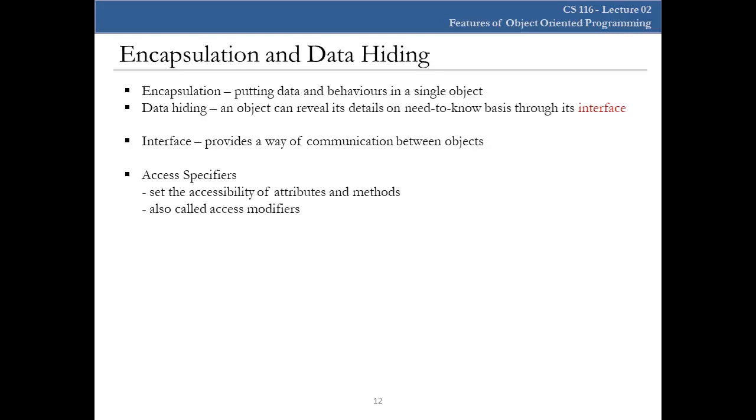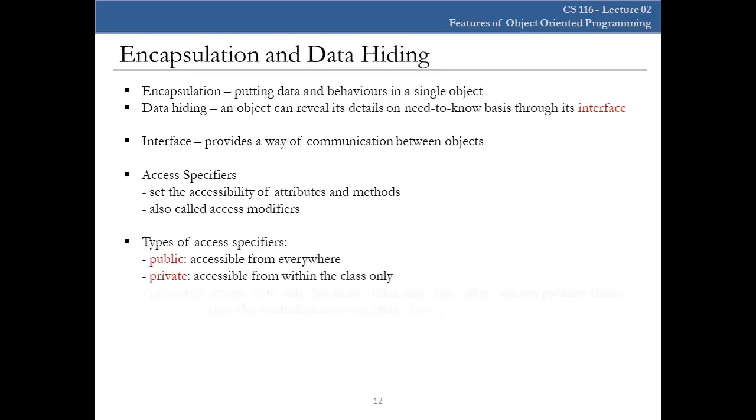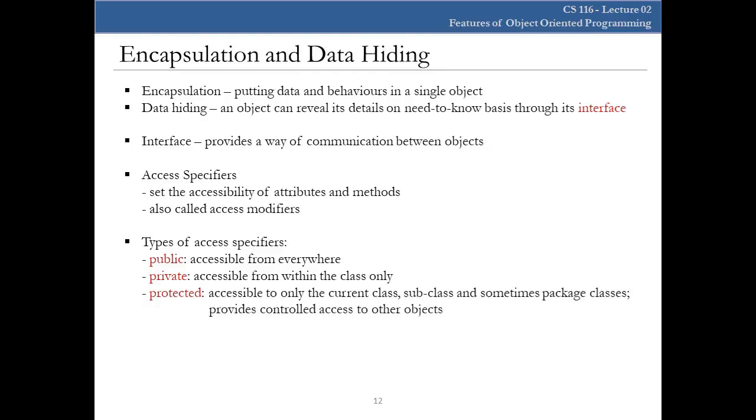That is done through access specifiers or access modifiers. There are three types of access specifiers: public, private, and protected. And you can make each of your attributes or methods public, private, or protected. Like I can define a public attribute, or a private attribute, or a protected attribute. And the same goes for methods also.